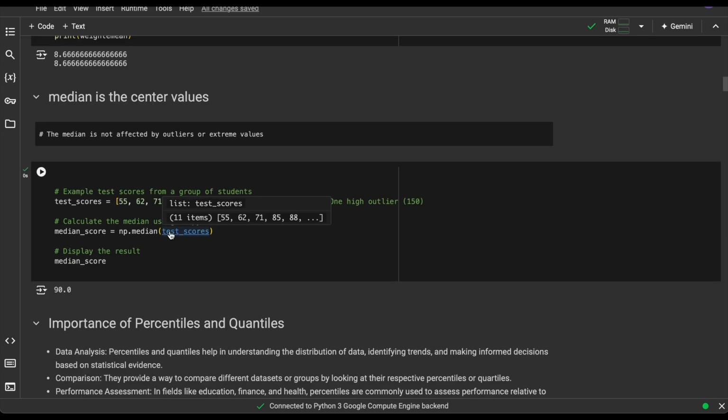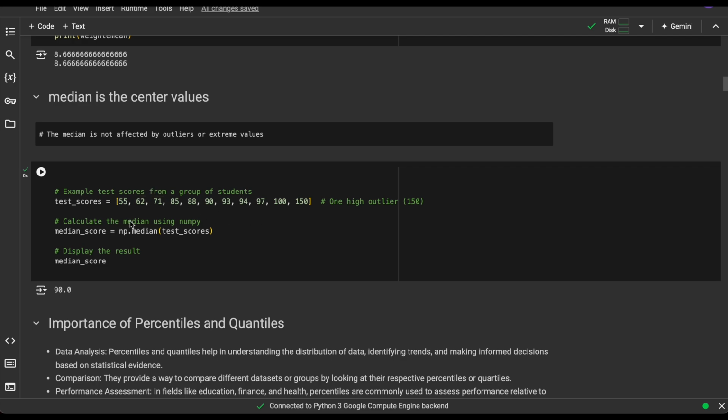Next is the median. The median is the center value. In this example, we take the total scores of the students. One thing I explained is that the mean is affected by outliers. We discussed what outliers are, and the mean is affected by them. There is a huge gap here, between 100 and 150. This is an outlier, which we will discuss later. But the median is not affected by any outliers.